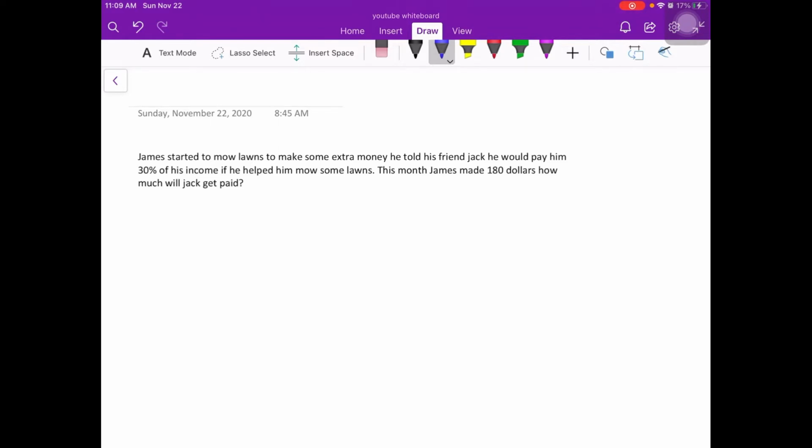So today I got a question for us to solve, which is going to let us know how to find the percentage of a number. So let's read the question first.